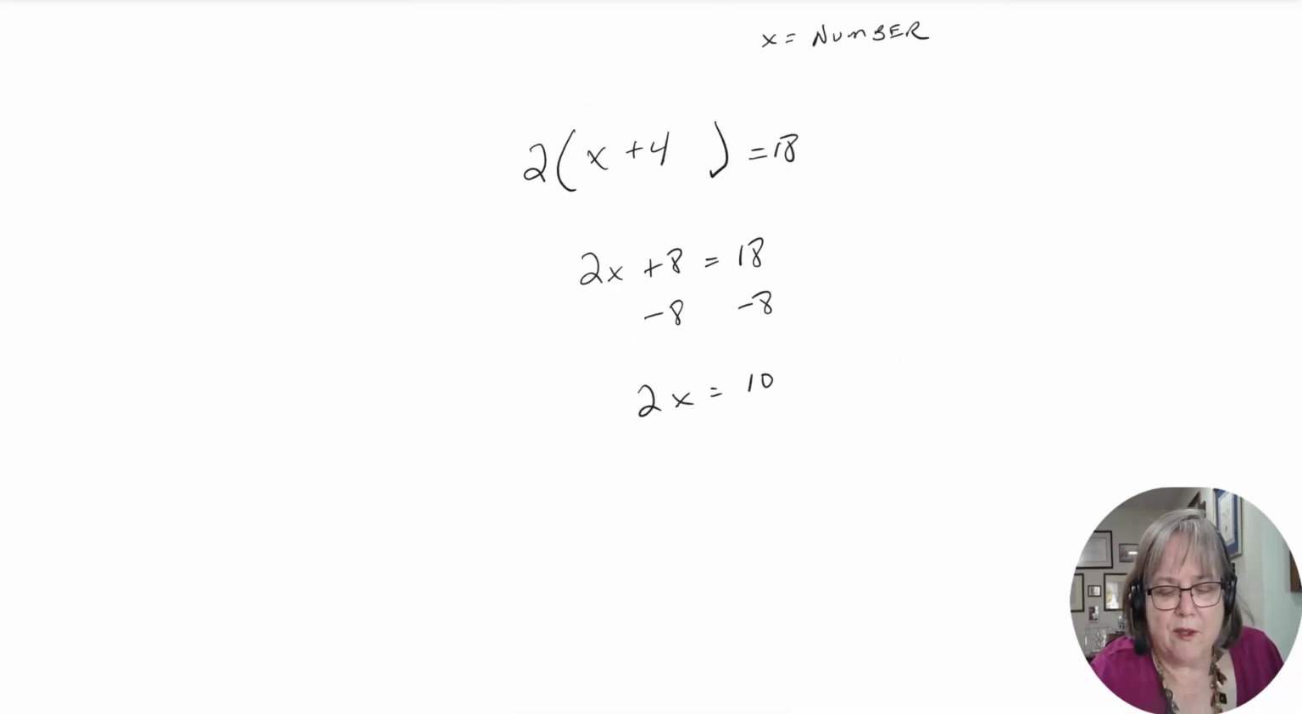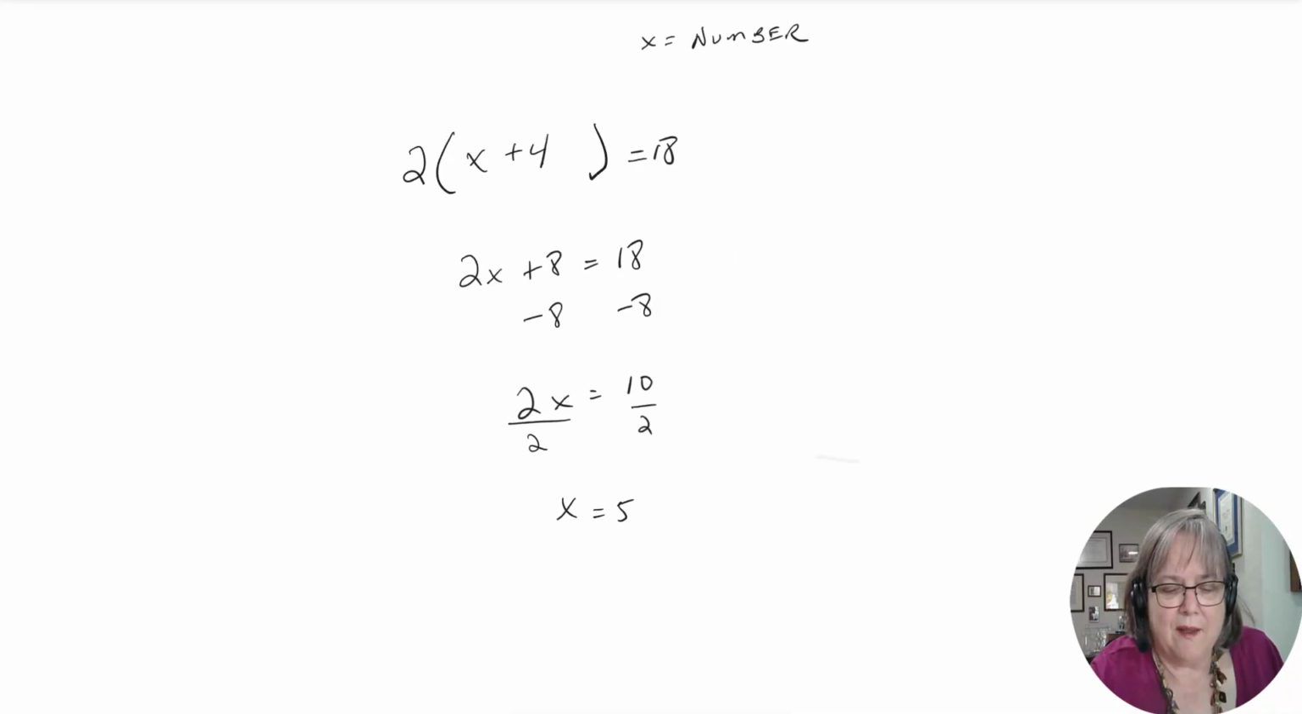Now I want to have just an x. So how do I negate, remove, or simplify it 2 times something? I do the opposite, which is to divide. So x is 5. And I think that's my number.